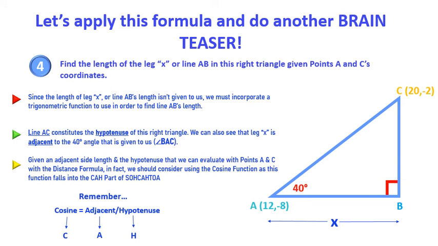So, line AC constitutes the hypotenuse in this right triangle. We can also say that leg X is adjacent to the 40-degree angle that is given to us, which is angle BAC. Given an adjacent side length and the hypotenuse that we can evaluate with points A and C with the distance formula, we should consider using the cosine function, as this function falls into the CAH part of SOHCAHTOA, in which C equals cosine, A equals adjacent, and H equals hypotenuse.